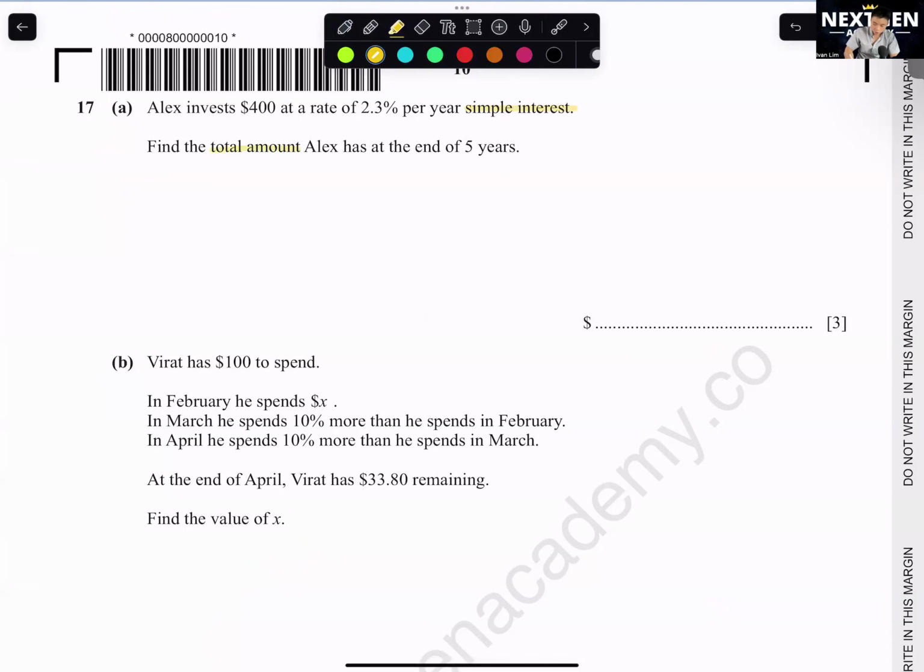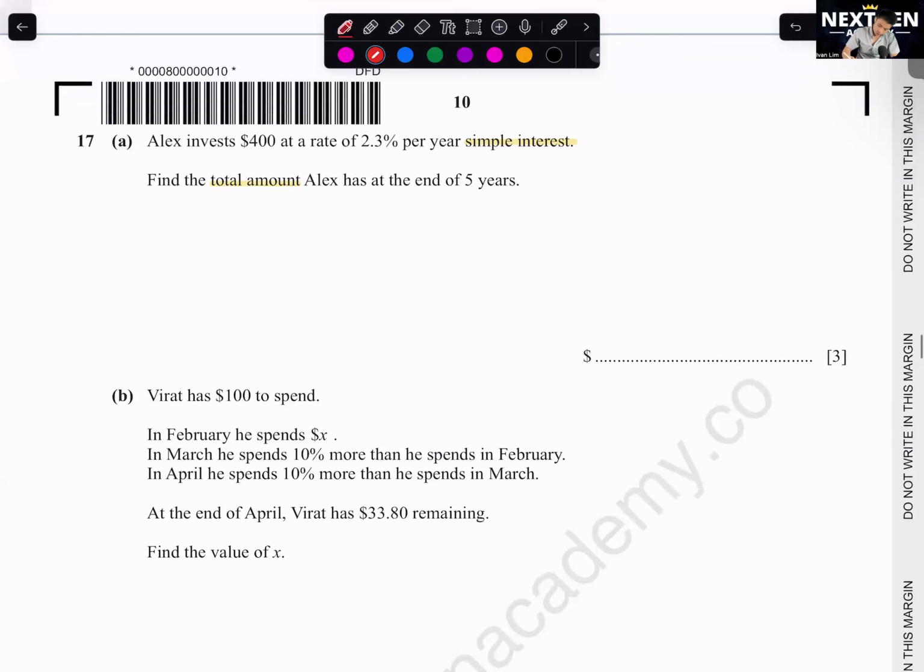Keyword here, total amount. Okay, what does it mean, total amount? Total amount means his initial value plus whatever he earned. Okay, so what are the things that are given here? This is your P value, this is your R, and then this is your T value. Okay, P is principal, which is your original value. R is your rate, T is your time in years.